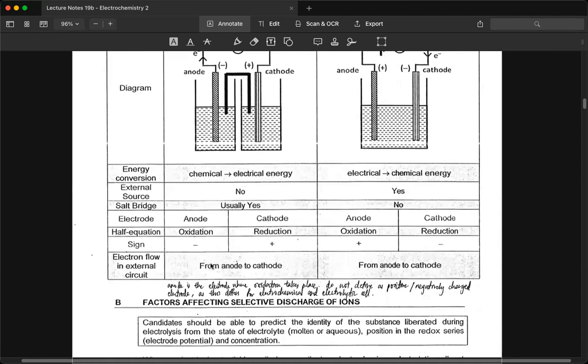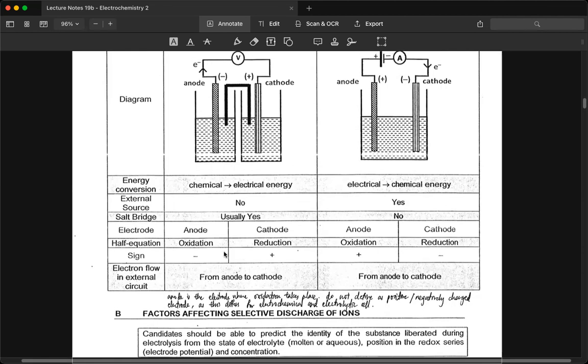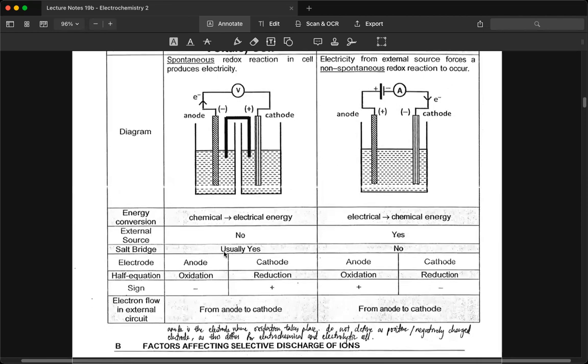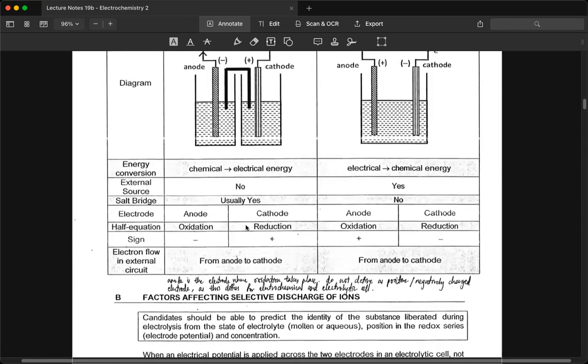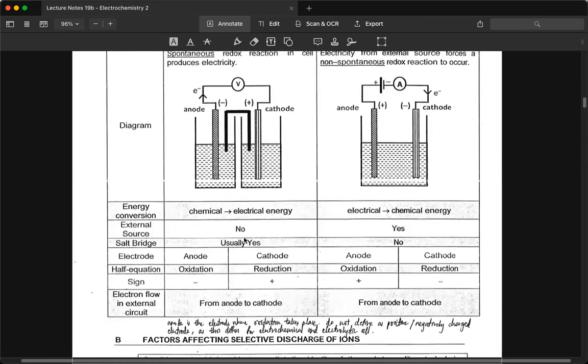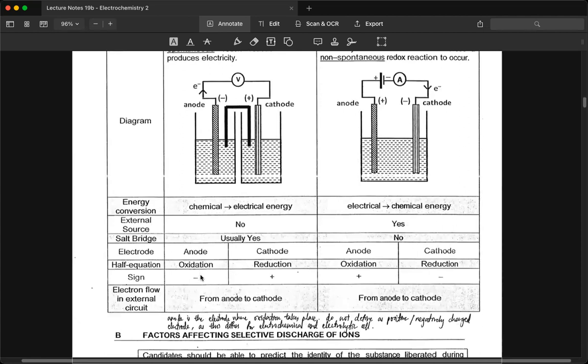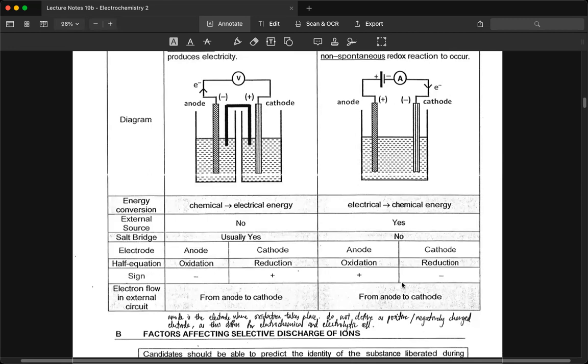The electron flow in the external circuit is still from the anode towards the cathode. But the sign of the electrode will be different between the voltage cell and the electrolytic cell. For the electrochemical cell, the anode will be assigned the negative sign because that's where electrons are generated and move away from it. As for the cathode, it will have a positive sign to attract the electrons, which are negatively charged, towards it. But it's different for the electrolytic cell.